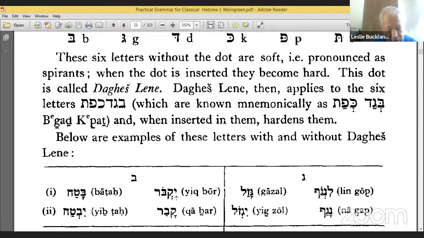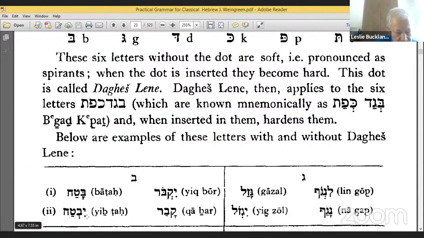However, when there is a vowel before, it's when the letter begins a syllable at the beginning of a word, or begins a syllable in the middle of the word, you can put the Dagesh Lenny in it. When there is a vowel immediately before any of the letters that can take Dagesh Lenny, notice that Dagesh Lenny does not stay there. It can't go there.